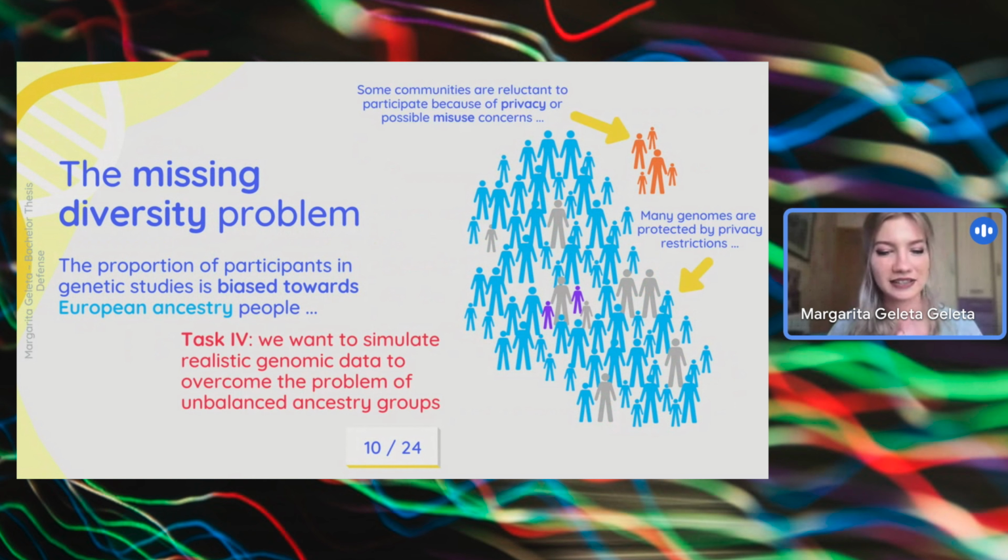So an ideal setting would be to simulate realistic genomic data to overcome the problem of unbalanced ancestry groups. This way we would train models which are not biased towards a specific ancestry.